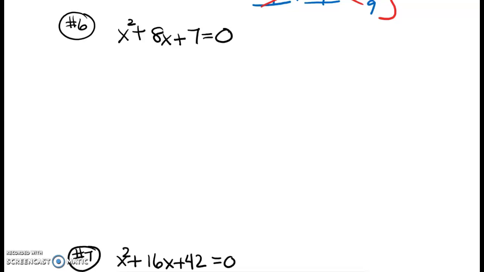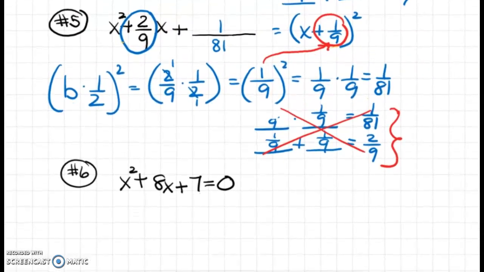All right, this video is a continuation of the last video. We're going to solve 3 examples of the last 3 problems on your worksheet using the process of completing the square. So let's just go back through and review the process of completing the square.